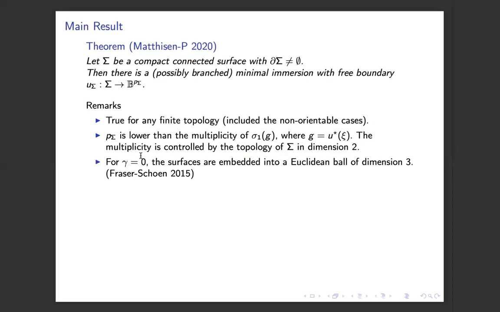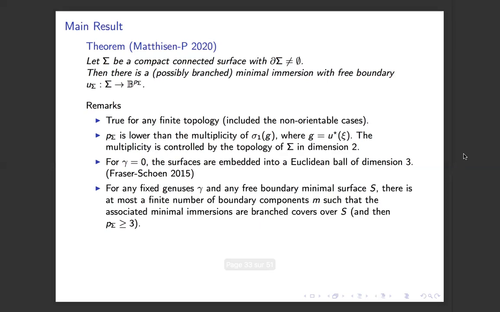And moreover, Fraser and Schoen proved that if we have free boundary minimal surfaces in a Euclidean ball which are optimal with respect to the first Steklov eigenvalue, then it is embedded. So you have, thanks to this result, free boundary minimal surfaces which are embedded into some 3-dimensional ball for any zero genus surfaces.